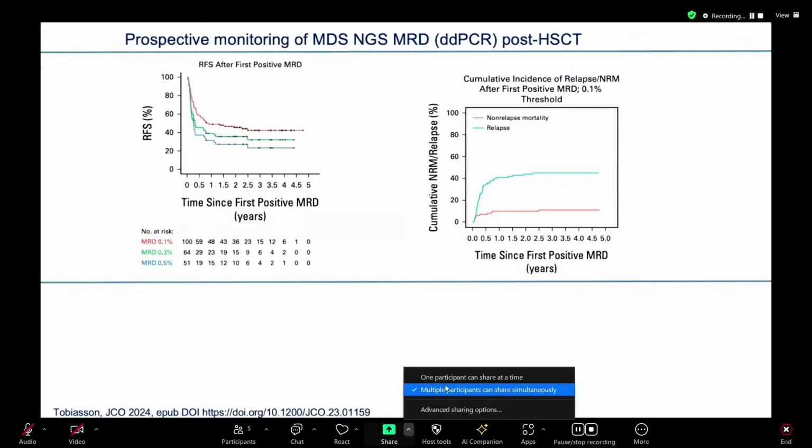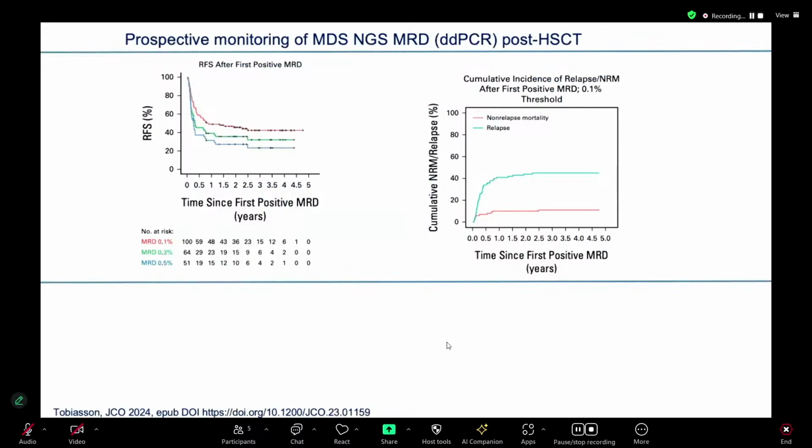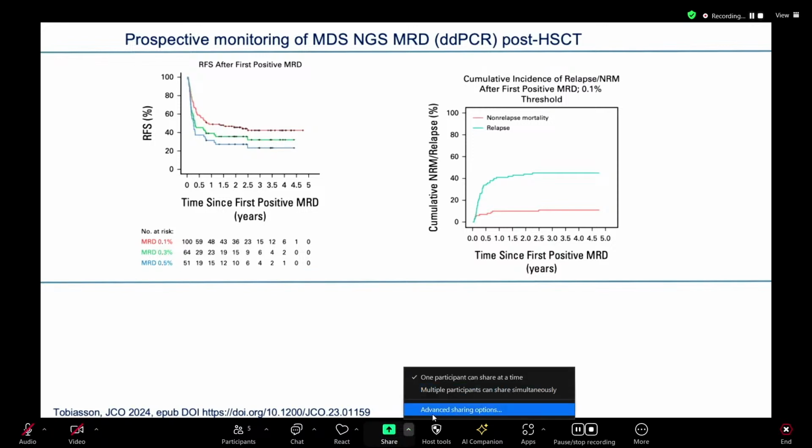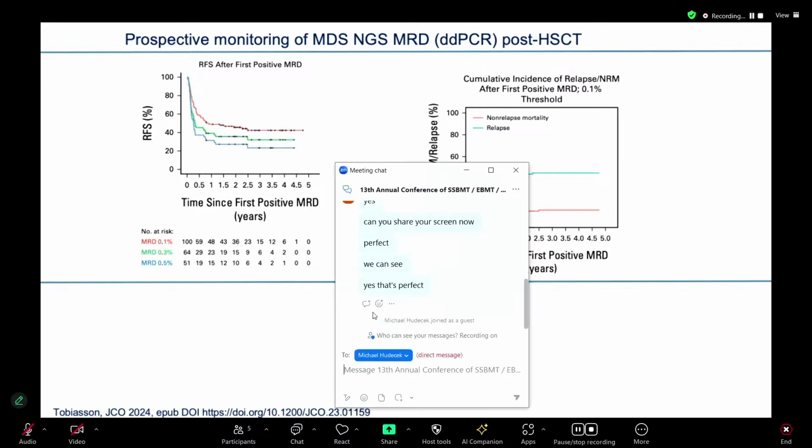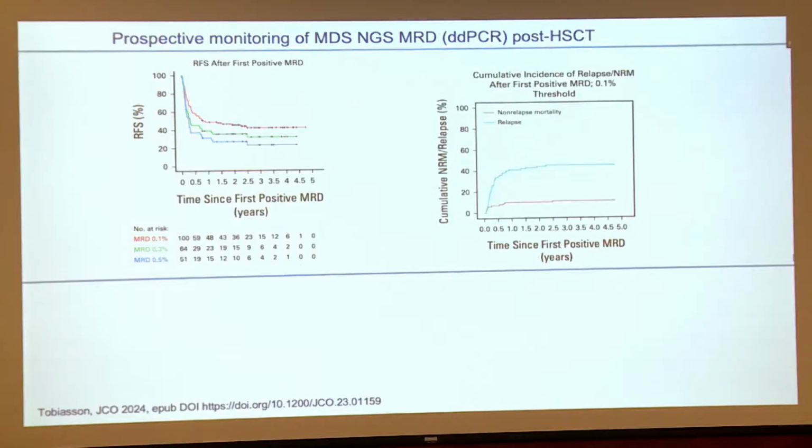And so this is another study that has also demonstrated that prospective monitoring of MDS, NGS, MRD post-transplant can be carried out, and actually by identifying at different thresholds.